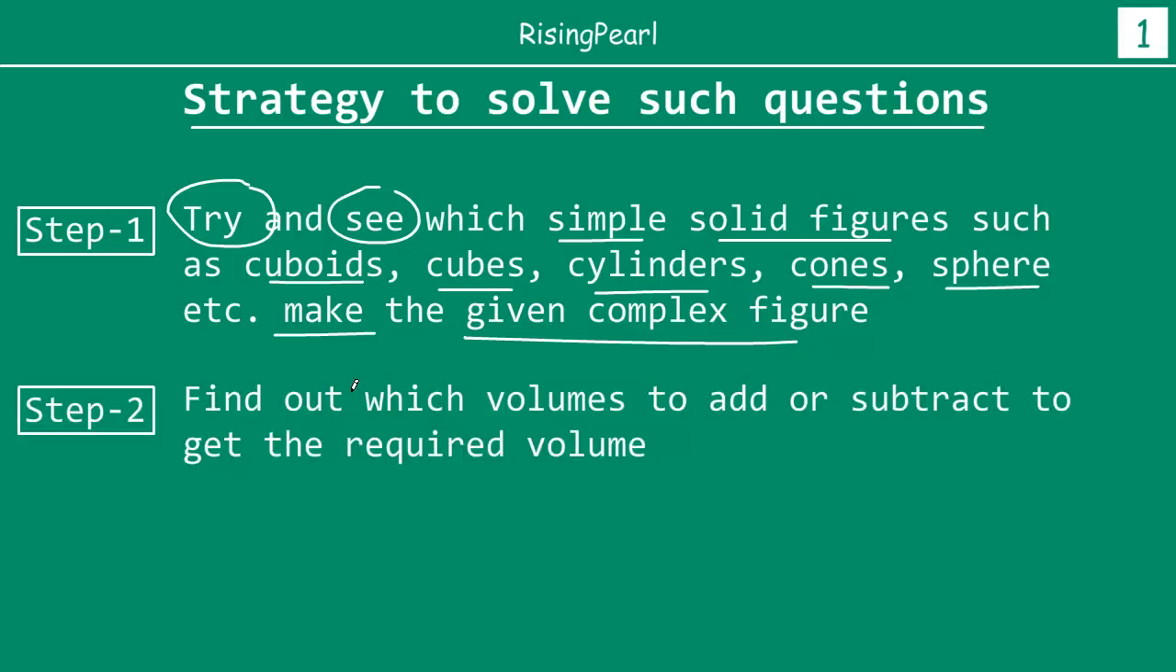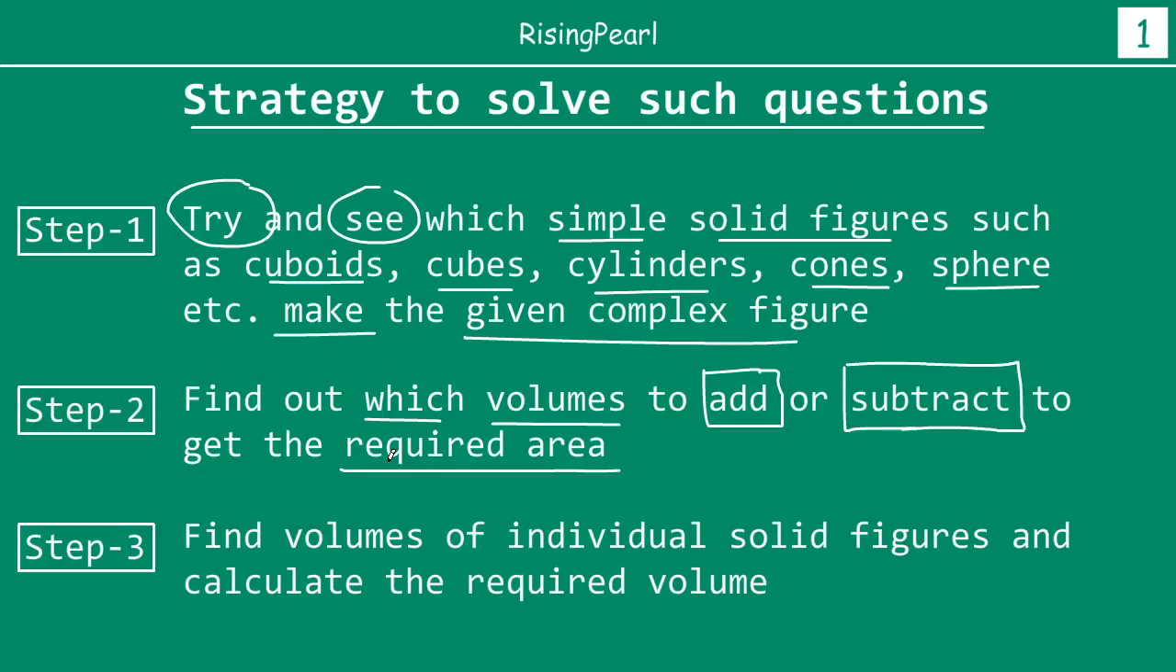The second step is to find out which volumes we actually need to add and which volumes we may need to subtract to find the required volume which is given in the question. And the third and final step is that we find the volumes of these individual solid figures.